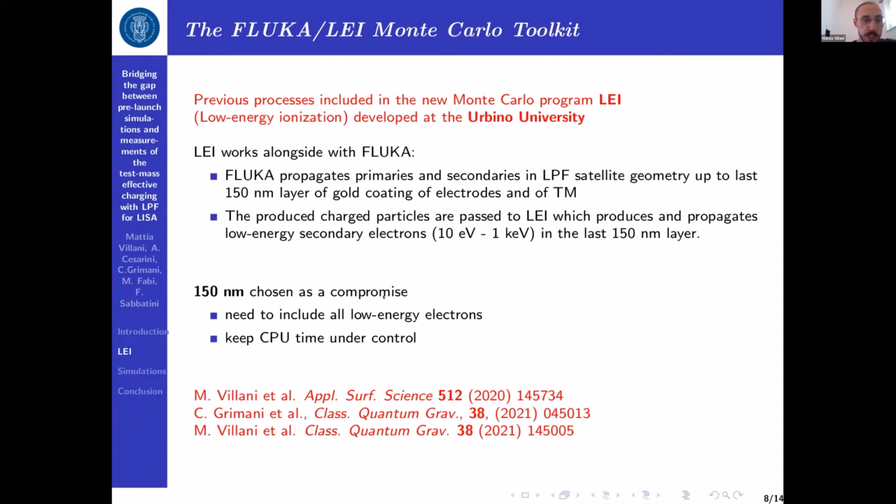Why 150 nanometer? This was chosen as a compromise because in our simulation we need to include all the low energy electrons, but these low energy electrons are millions, so we need to keep the CPU time under control, and this means that we had to reduce the thickness of the layer, and we found that 150 nanometer was a good compromise.